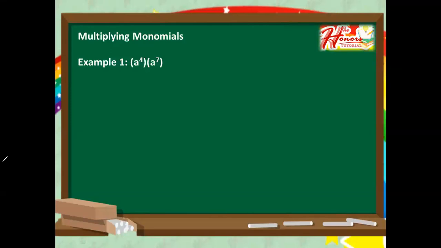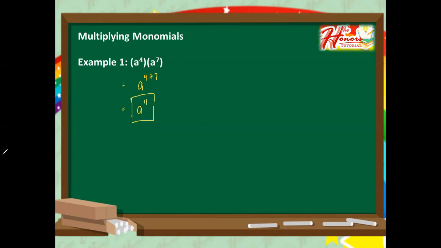The quantity of a raised to 4 times the quantity of a raised to 7. As you can see, all of the exponents are inside the parentheses, and we have the same base. If we have the same base, you just need to copy the base, so a. And if the exponents are both inside the parentheses, what you're going to do is add the exponents. So 4 plus 7. Let's answer: copy the base, and then 4 plus 7, that's 11. So the answer is a raised to 11.